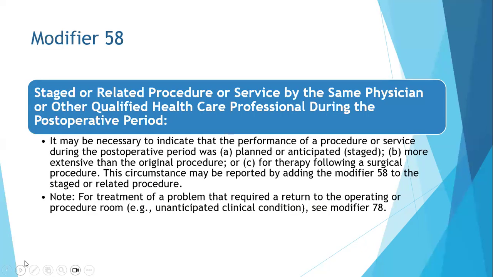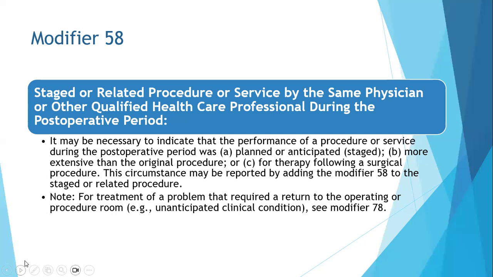So for surgical modifiers, the first modifier that we're going to talk about is modifier 58. Modifier 58 is for a staged or related procedure or service by the same physician or other qualified healthcare professional during the postoperative period. A really good example of this is when a trauma comes in, the provider has to do a major skin grafting of the patient. They're having to do debridements, and they put in the op note, we know that this patient's going to have to come back in 2 weeks for another debridement and then 2 more weeks for another debridement.